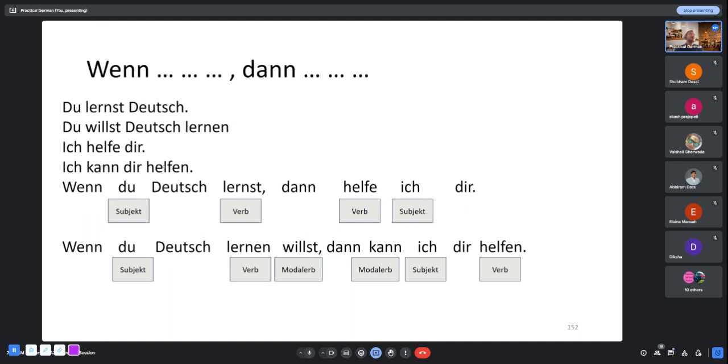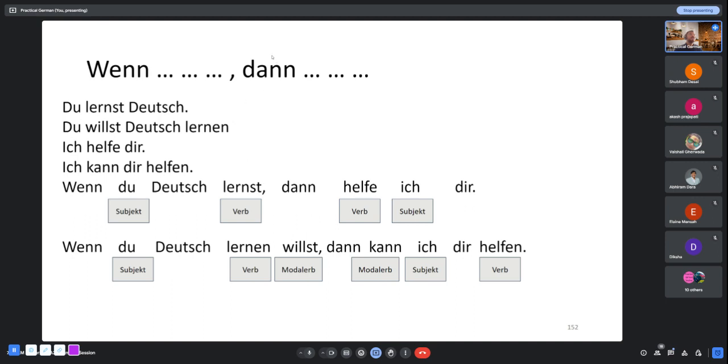Ich kann dir helfen. Du lernst Deutsch means you learn German. Du willst Deutsch lernen means you will learn German. Ich helfe dir means I help you. Ich kann dir helfen means I can help you. These are just normal sentences, yeah? When you use wenn or dann, the sentence structure changes.